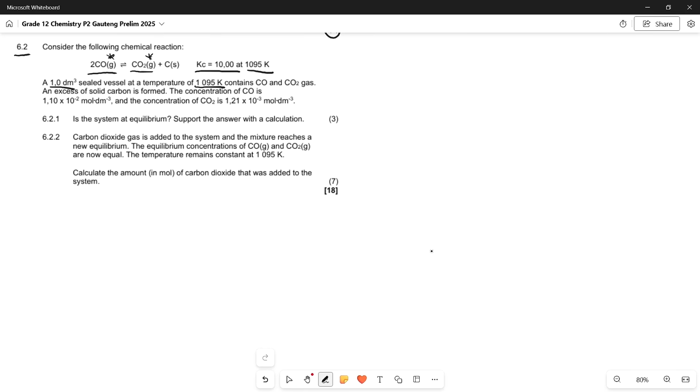The concentration of CO is 1,10 times 10 to the negative 2 mole.dm to the negative 3, and the concentration of CO2 is 1,21 times 10 to the negative 3 mole.dm to the negative 3. So they gave us the concentrations of both of the gases, and then 6.2.1 says, is the system at equilibrium? Support the answer with a calculation.